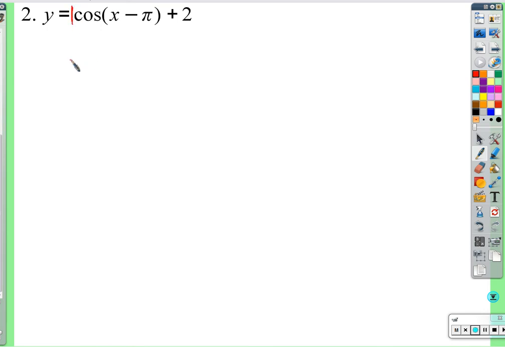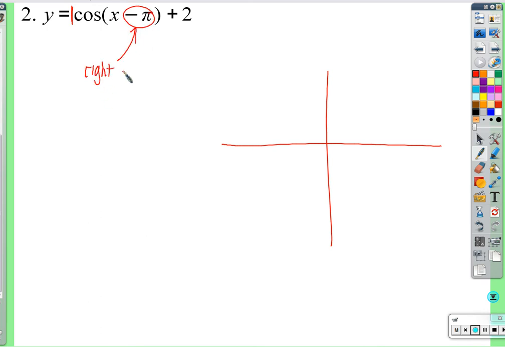Two to one. It's not going to be flipped over. Well, maybe we can't quite work that out because we don't know if it's moved up or not. What's this going to do? It's going to move to the right pi. Nope, the right. Easy one. Come on. Yeah, to the right pi. And this one? Move it up two. One, two, there's a new midline. Its amplitude is one, so it goes from two up to three, and from two down to one. You mark those off.